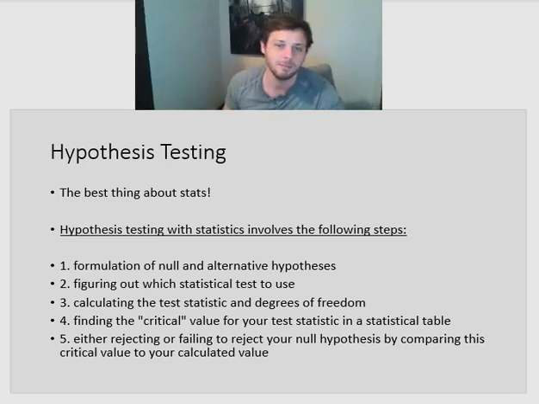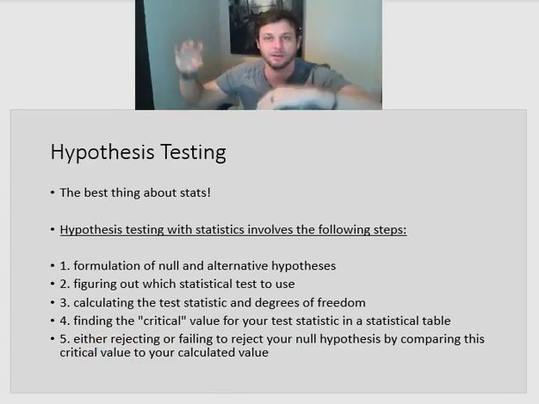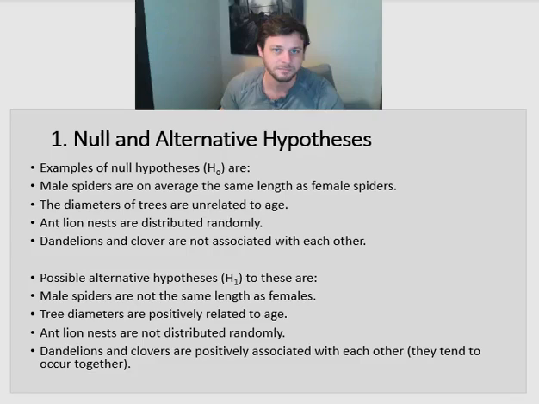And then, based on that, you can either reject or fail to reject your null hypothesis. You do that by comparing your critical value to the value that you calculated. If your calculated value is bigger than your critical value, then you reject the null hypothesis, which means you accept the alternative hypothesis. So, first, a null hypothesis, basically saying there's no difference.